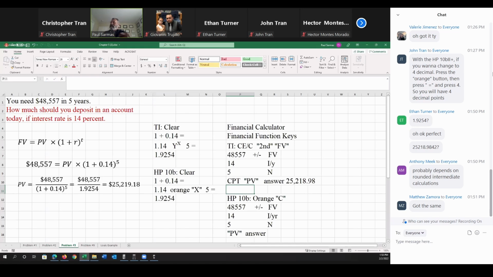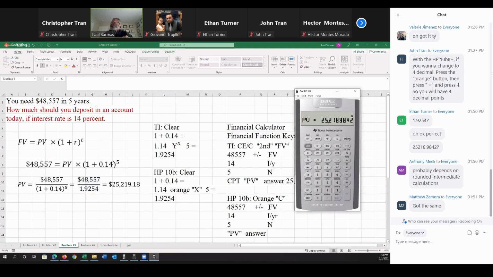The reason is that when I did this calculation stepwise, I took the number from my calculator and I entered it manually. I put 48,557 divided by, I entered 1.9254 manually. In other words, I rounded the number. And that gives me a different answer than the financial calculator. Let me try the HP calculator as well.